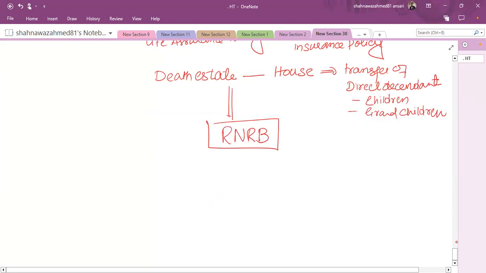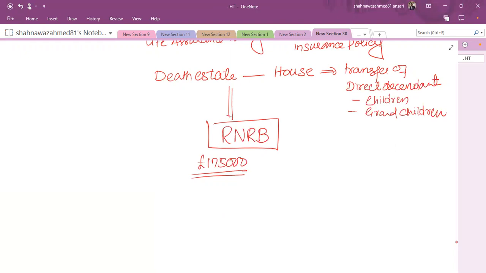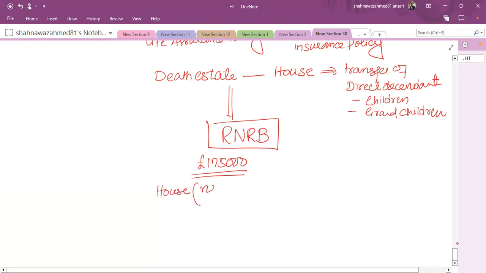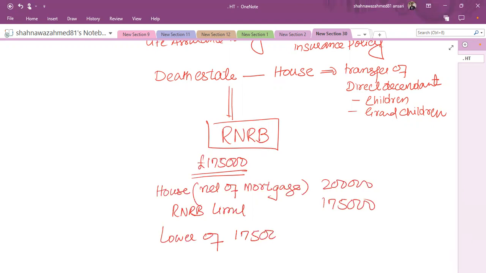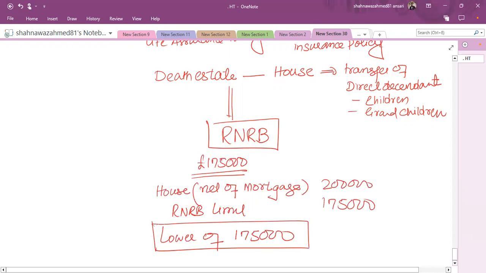As far as the RNRB value is concerned, it's given in the tax sheet as 1,75,000. But we'll apply a rule. We have to see what the value of the house is. We have to find out the house value net of mortgage. Suppose this is 200,000 and the RNRB limit is maximum 1,75,000. So we'll apply the rule of lower of, and 1,75,000 is the amount of RNRB that we can deduct from the death estate. The first condition is that there must be a house, and the house has been transferred to a direct descendant.